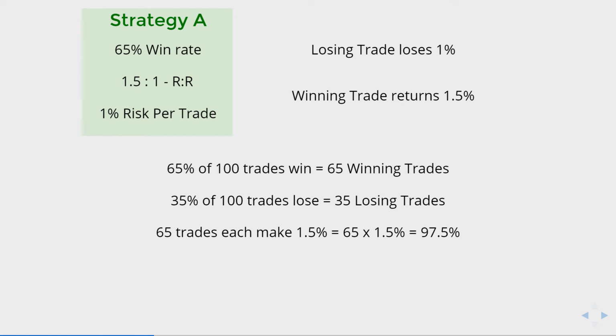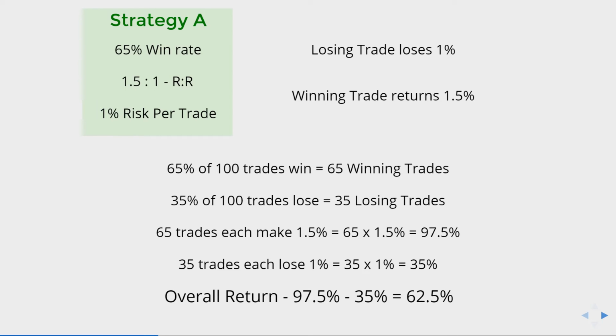Now we need to calculate how much we lose from our losing trades. We have 35 losing trades, each losing 1%. So we can do 35 times 1 to get 35. So we lose 35% from our losing trades. Now to get our overall return, we need to take our return from the winning trades, which is 97.5%, and minus the amount we lose from the losing trades, which is 35%, to give us a total return over the 100 trades of 62.5%. Now let's do the same for strategy B.